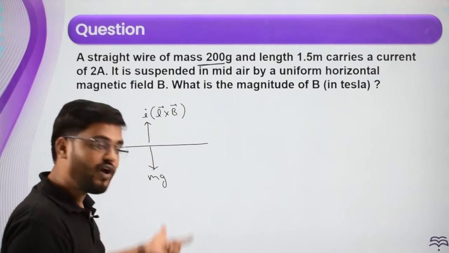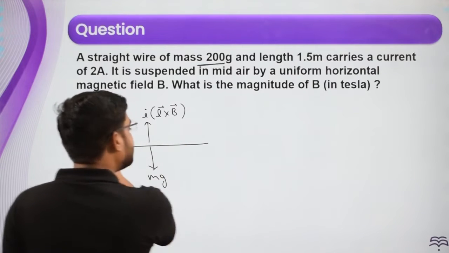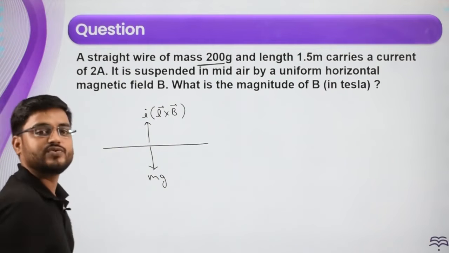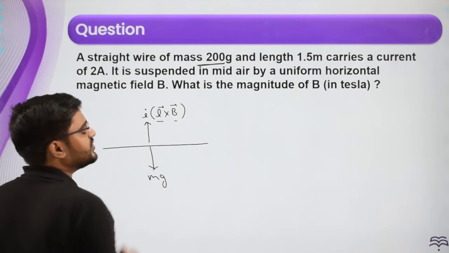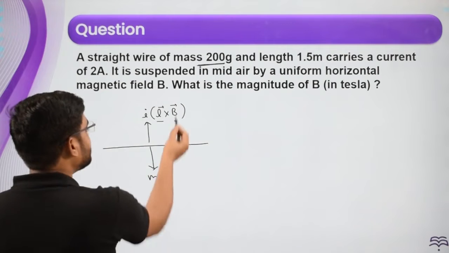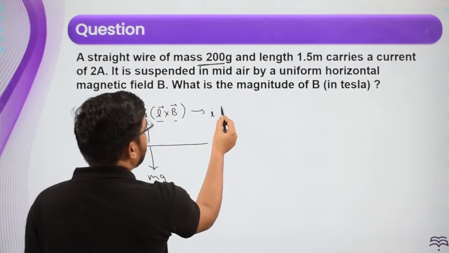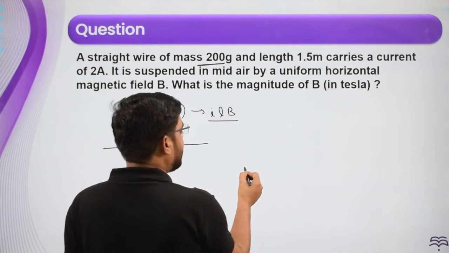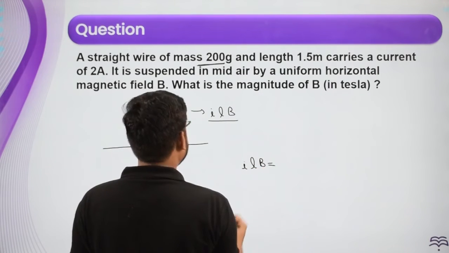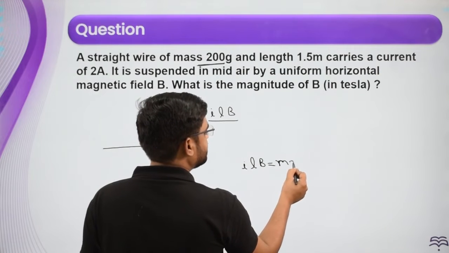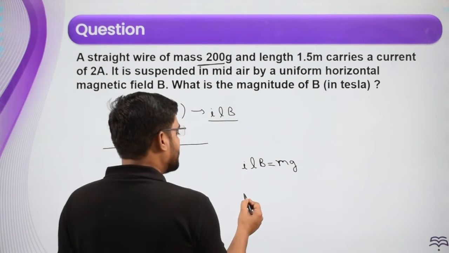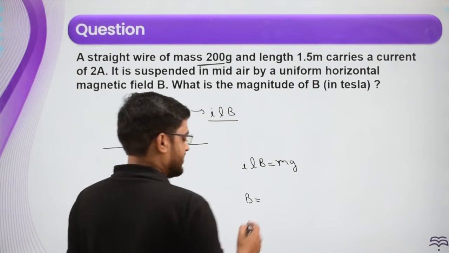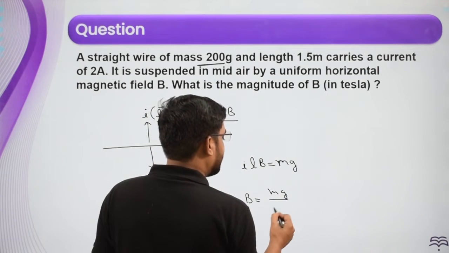If that is 0, then it will fall. So we are taking the case where L is towards north-south and the other is towards east-west. So both of them are horizontal, but the angle between them is 90 degrees. So this value can simply be written as ILB, and I am equating this force to the weight. Just equate them and get the answer. So ILB is equal to mg. I am just putting in the values and solving for B. B is the magnetic field required to make the wire suspend in mid-air. So that is mg by IL.